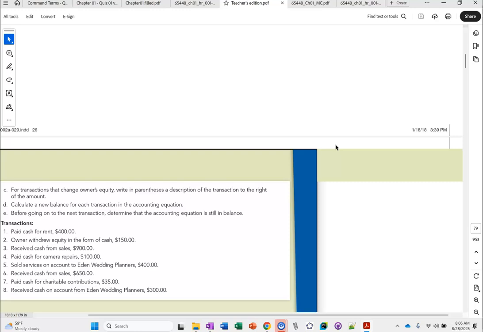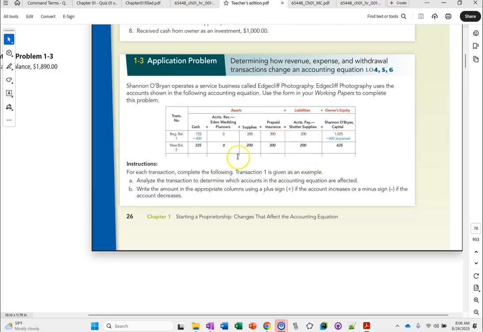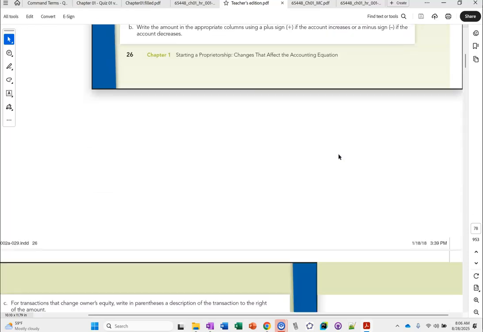And then D, calculate a new balance for each transaction in the accounting equation. So underneath the minus 400, on the next line, we started by subtracting and getting the 325, bringing the 0 down, bringing the 200 down, bringing the 300 down, 200 down, subtract the 400. Okay, so that's them doing part C.